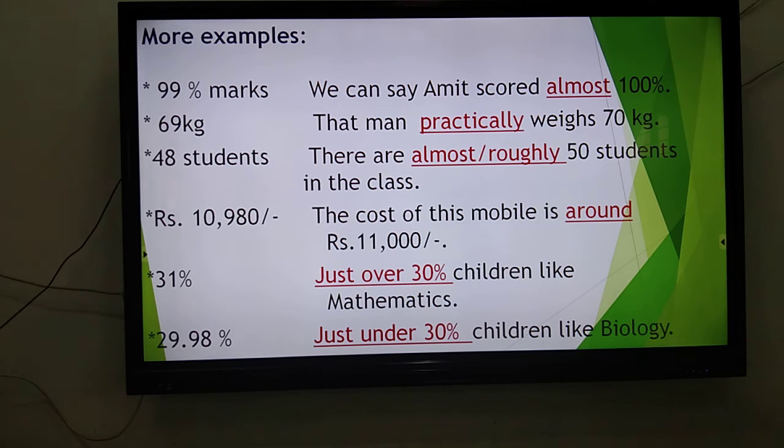Next, 31%. Now we can say just over 30%. That means we just reduced only 1%. So we can say it is just over 30%. We are just 1% more. That means just over 30% of children like mathematics. 29.98% means we are just under 30%, almost 30% of children like biology.